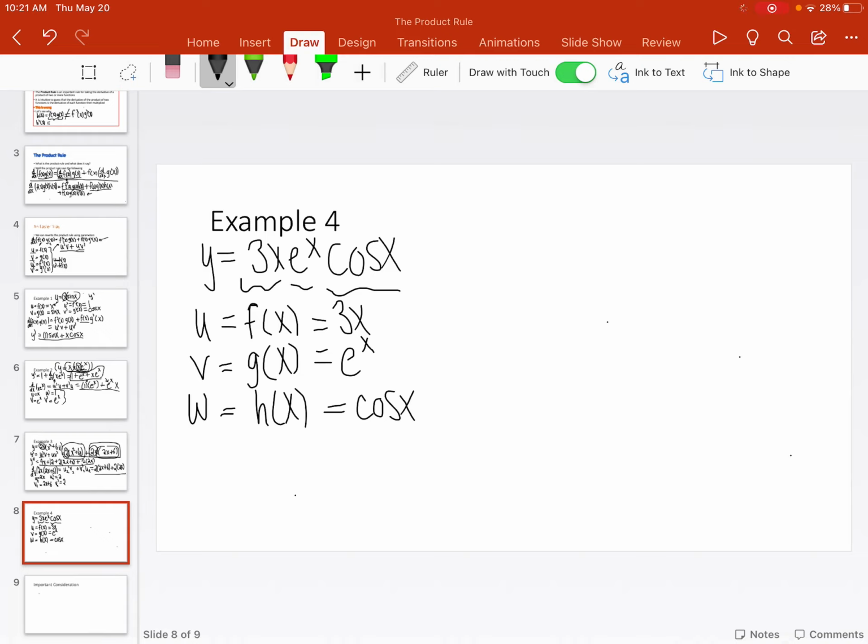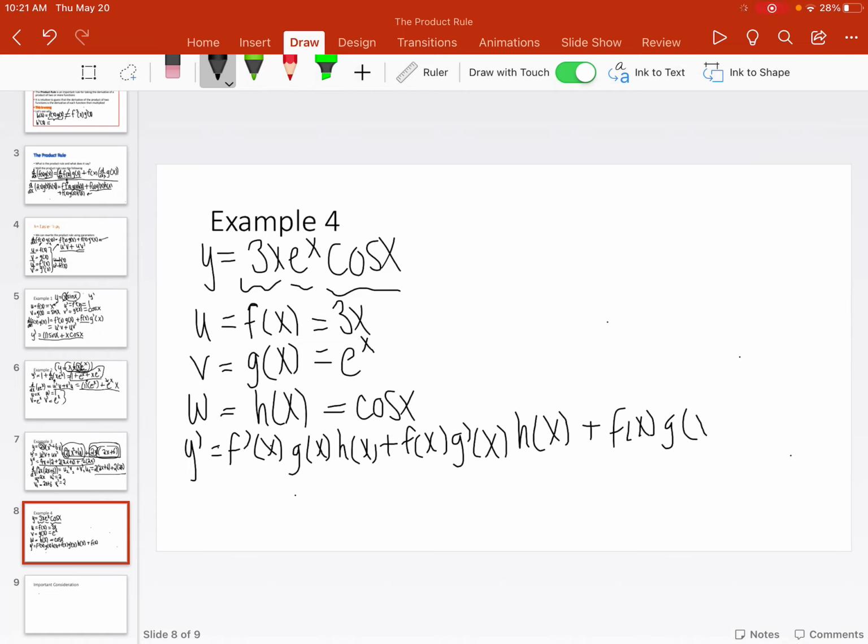So, writing down our product rule, writing it down in both ways, using both notations. Well, let's write it down. f prime of x times g of x times h of x plus f of x times g prime of x times h of x plus f of x times g of x times h prime of x. There we go.